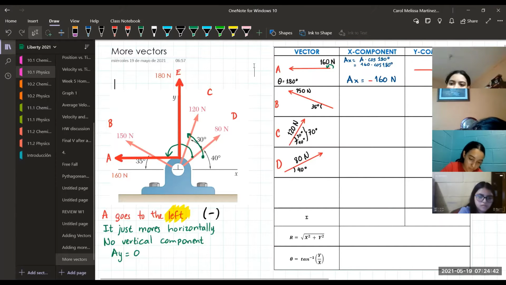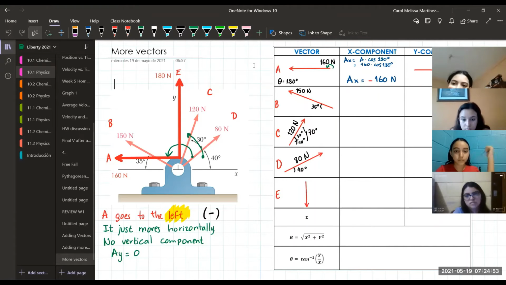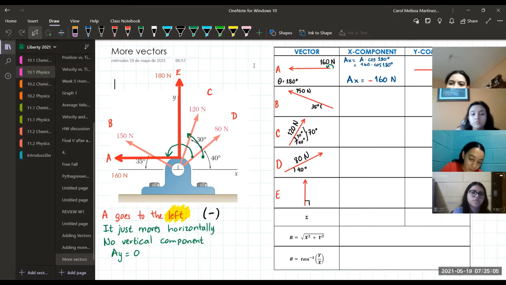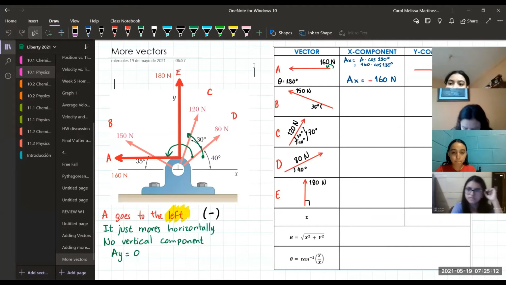Okay, so now that we have E, I'm going to put it here. And what happens with vector E? It's straight upward. So we basically have an angle of 90 degrees, and it measures 180 Newton. This is what we know.